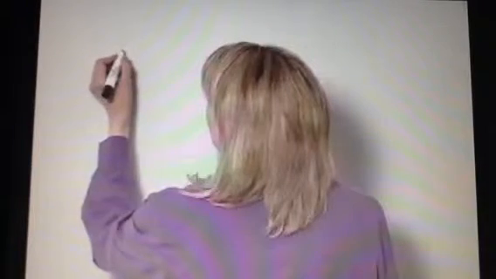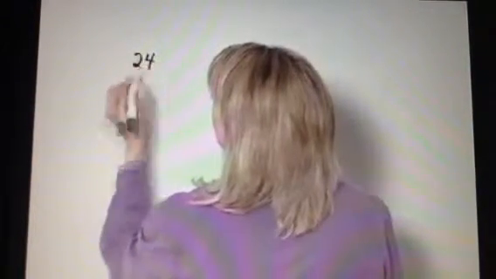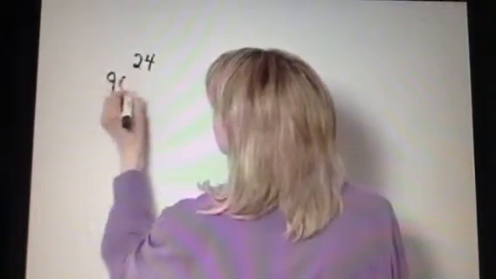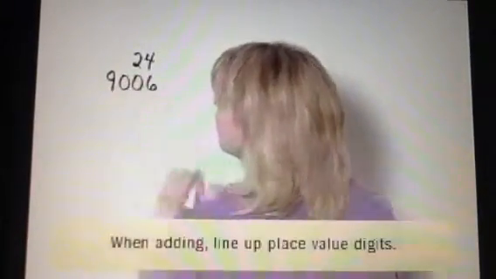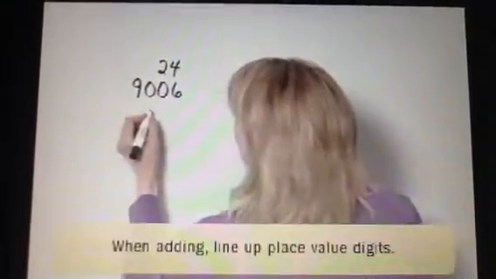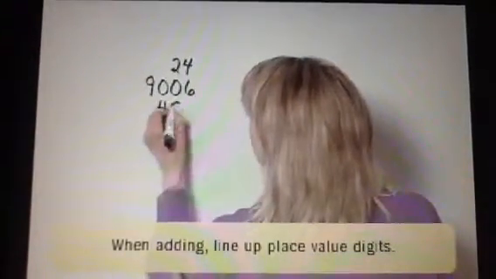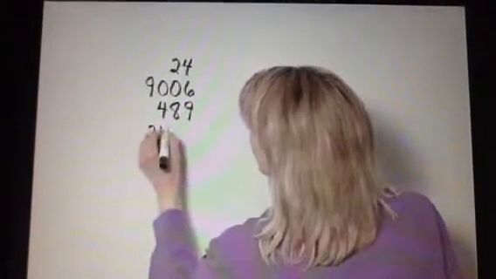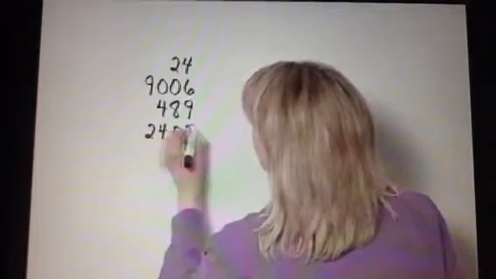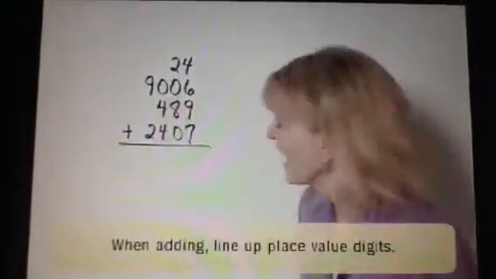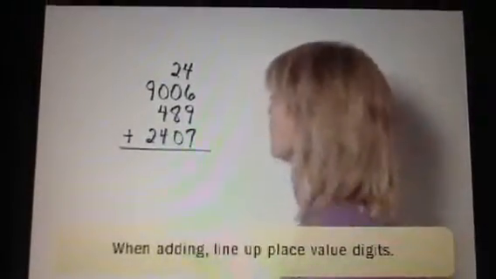Let's continue. We are adding whole numbers. Let's suppose we have 24, and I'm going to add to that 9,006. And I'm trying to be very careful lining up place value. And then 489. And finally 2,407. I want to add these four numbers. And notice again, I lined up place value. Well, let's see what we have.